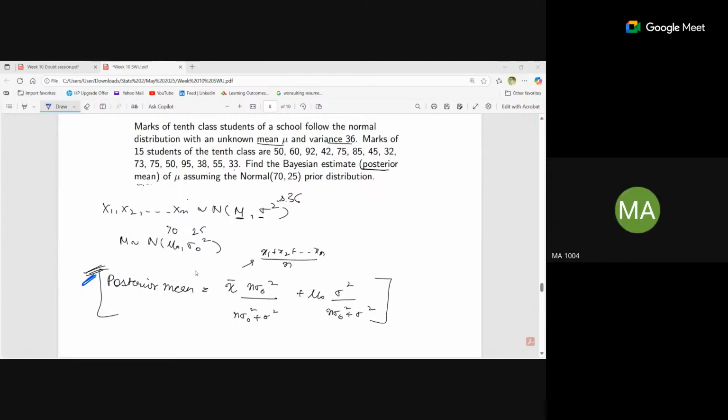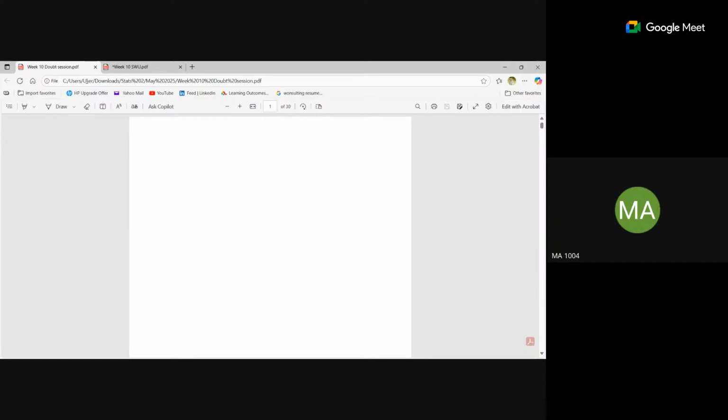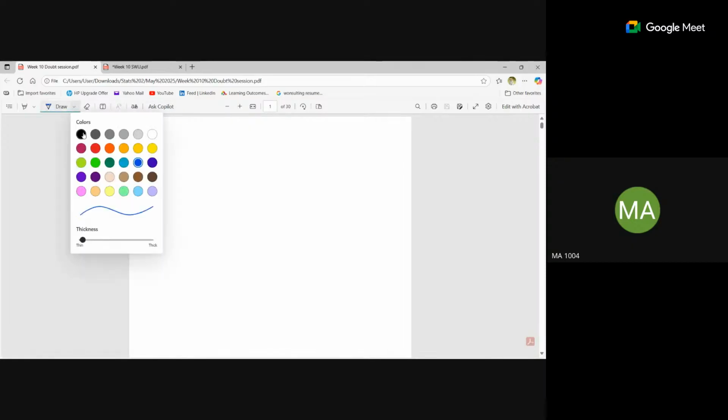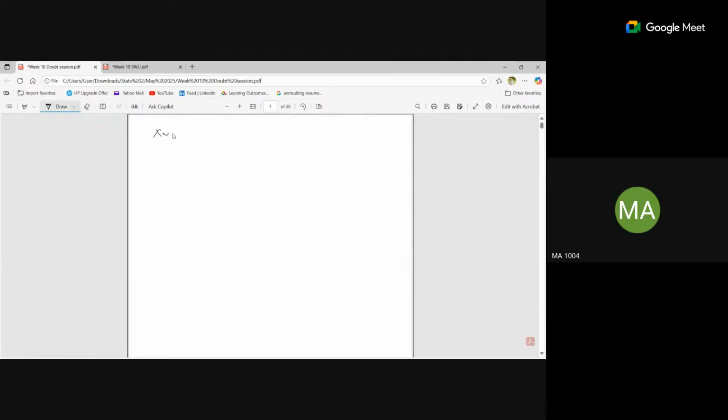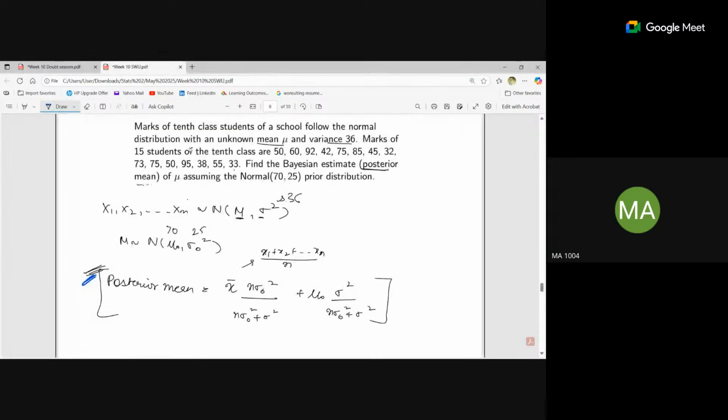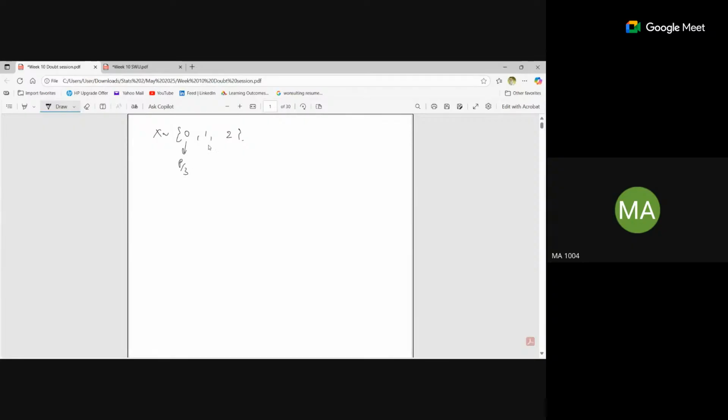Let X be a discrete random variable taking values with respective probabilities. Consider the sample from X using the uniform 0, 1 prior. See, simply it's given. X is taking values 0, 1, and 2, and we have the probabilities with it: P by 3 for 0, 1 minus P for 1, and 2P by 3 for 2.